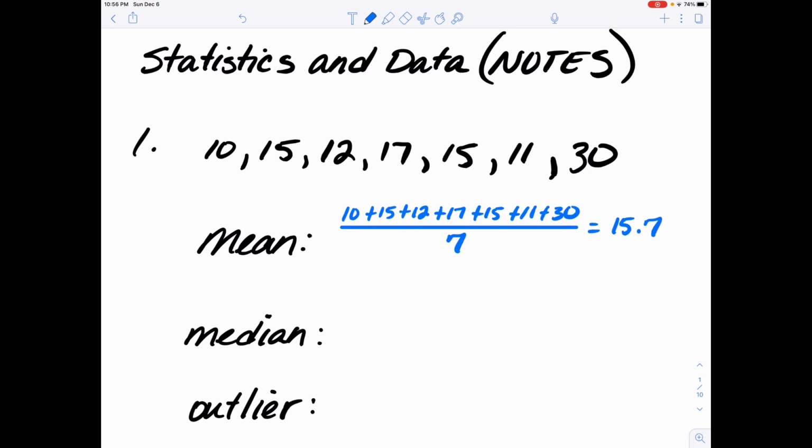Next vocab word says median, and median represents the value exactly in the middle of the data set, except you have to remember one thing. You have to remember to rearrange your data set in ascending order, which means from smallest to largest. So what I'll do now is I'll rearrange my data set.